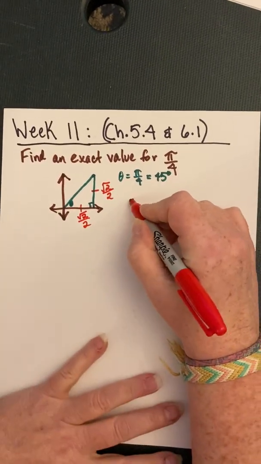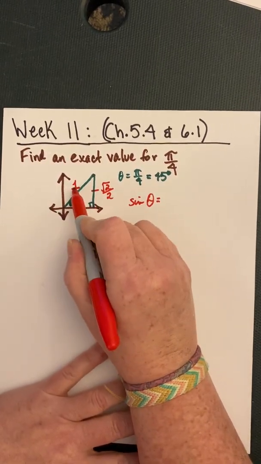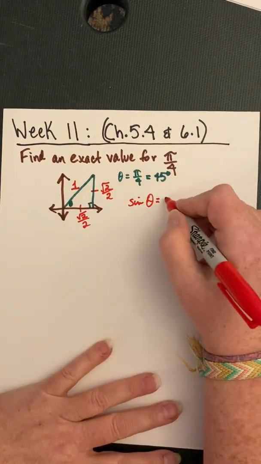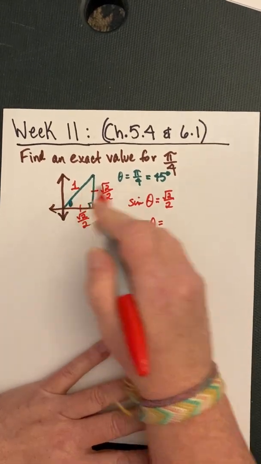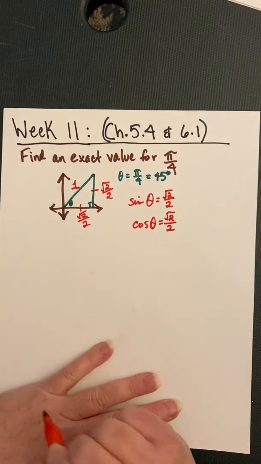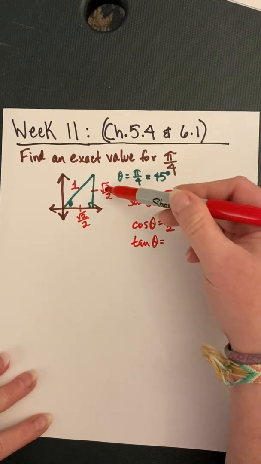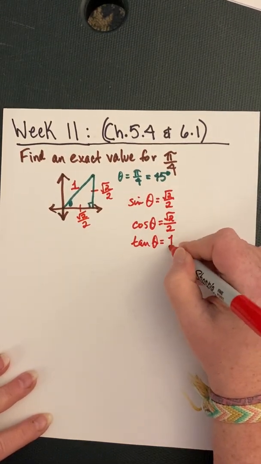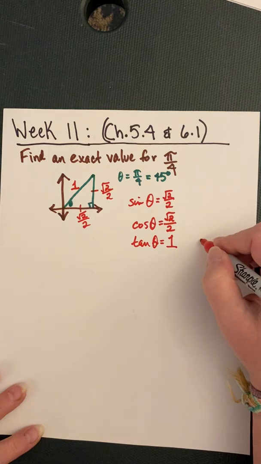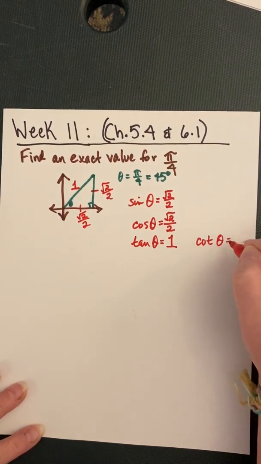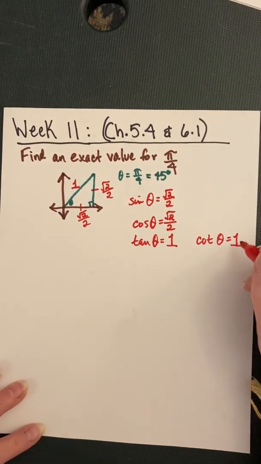Okay, so sine theta is opposite over hypotenuse, and the hypotenuse, of course, is 1. So it's rad 2 over 2. And cosine theta is adjacent over 1, so it's rad 2 over 2. And tan theta is opposite over adjacent, so that's 1. Right? Because it's rad 2 over 2 over rad 2 over 2, anything over itself. So cotan theta says flip this fraction upside down. So it's 1 over 1, so it's still just 1.